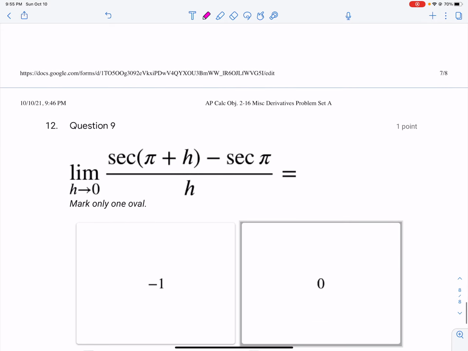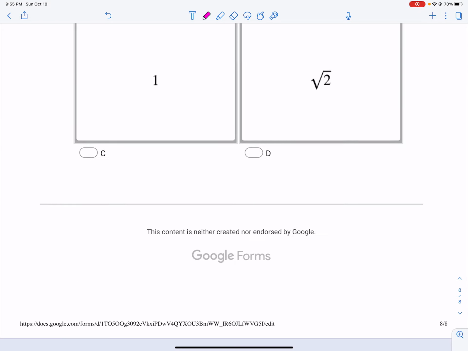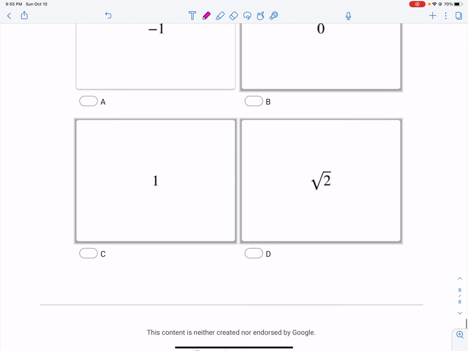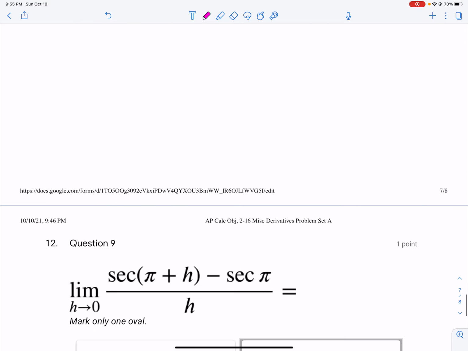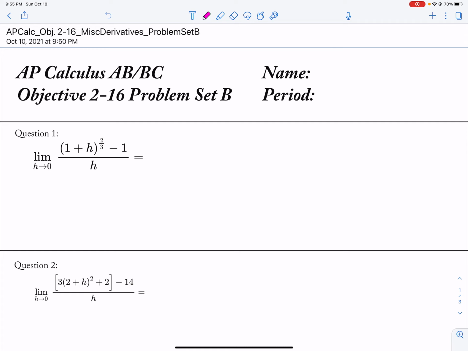Okay, is there another question? Okay, so that would have been question 7. This would have been question 8. And that's it for this one. This is 2-16. So let's go to the 2-16 problem set here.